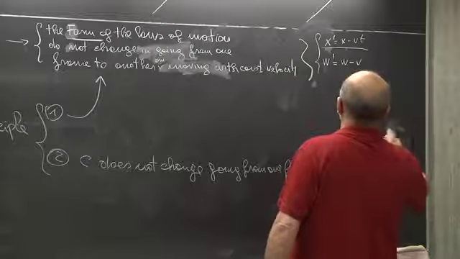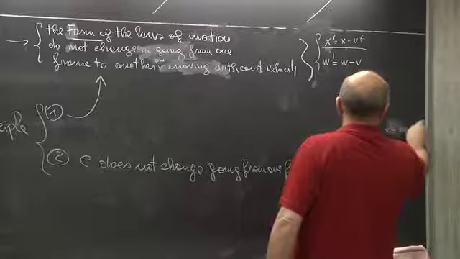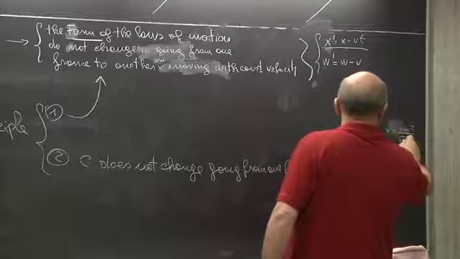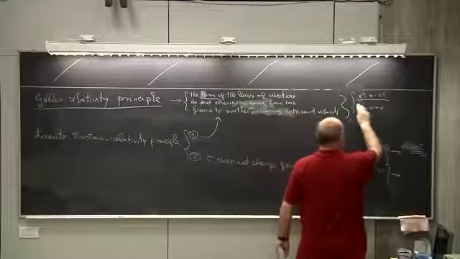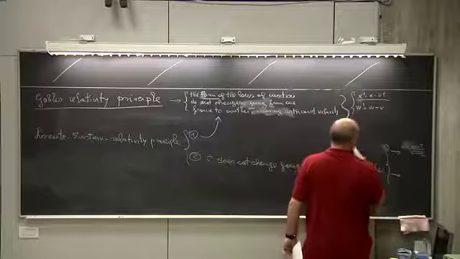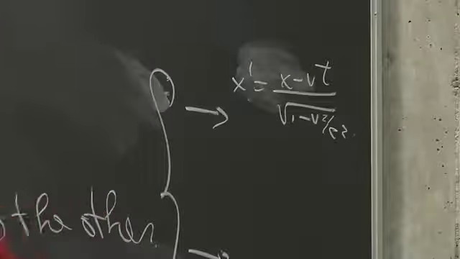The new transformation is the following: x prime is equal to x minus vt divided by a factor that is the square root of 1 minus v squared over c squared. And the same, we will derive the composition law of the velocity. Maybe I can write it, but then we will derive it.